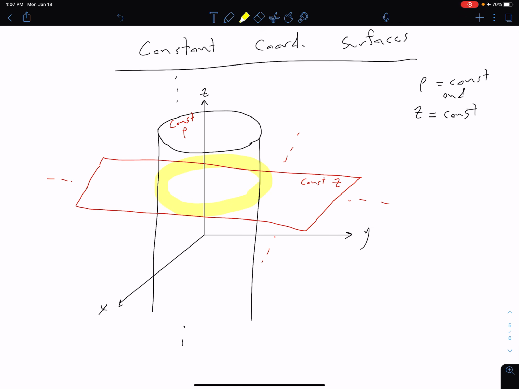Again, there are more details on this in section 2.5 of the textbook, but the reason I bring this up now is that it's going to be helpful later on when we're solving certain problems and trying to fit problems into a certain coordinate system.